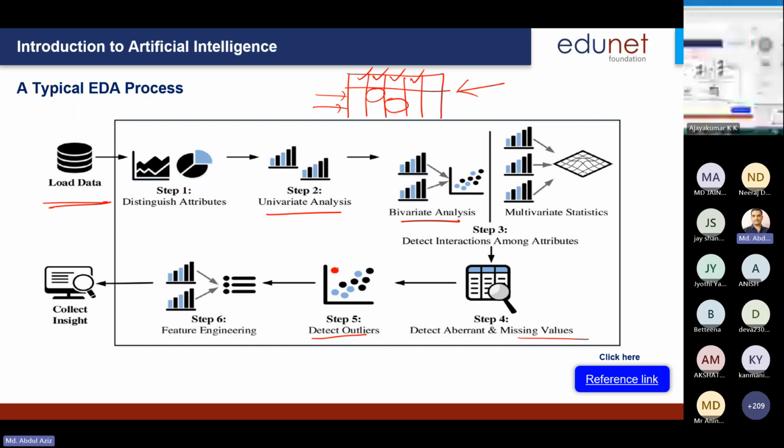If there are some kind of outliers, we'll be removing those outliers also. And we'll be doing the feature engineering. We'll be getting the important features for the model building and all. So all these are the steps we will be performing in the EDA process. We will be looking at all the things in the sections.